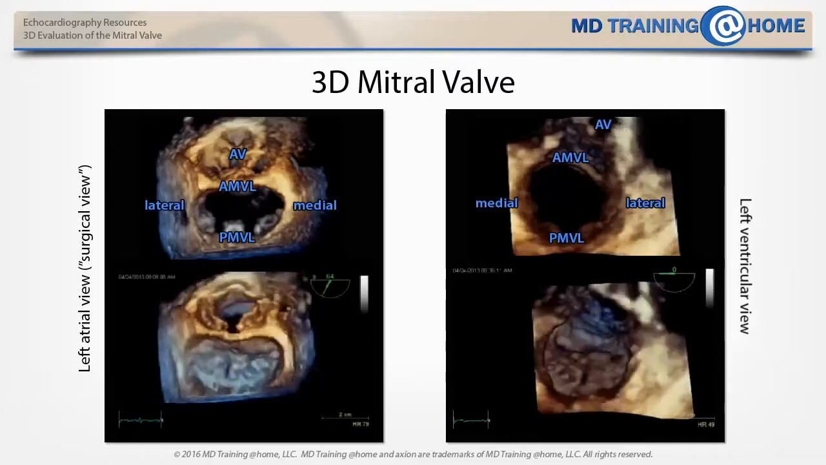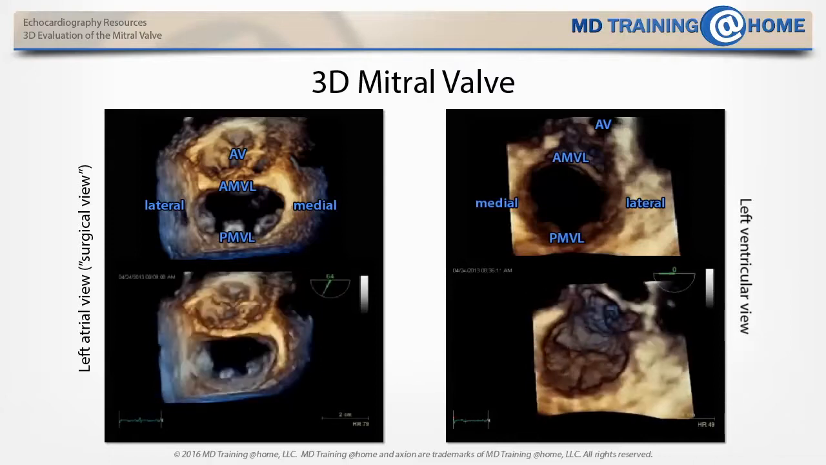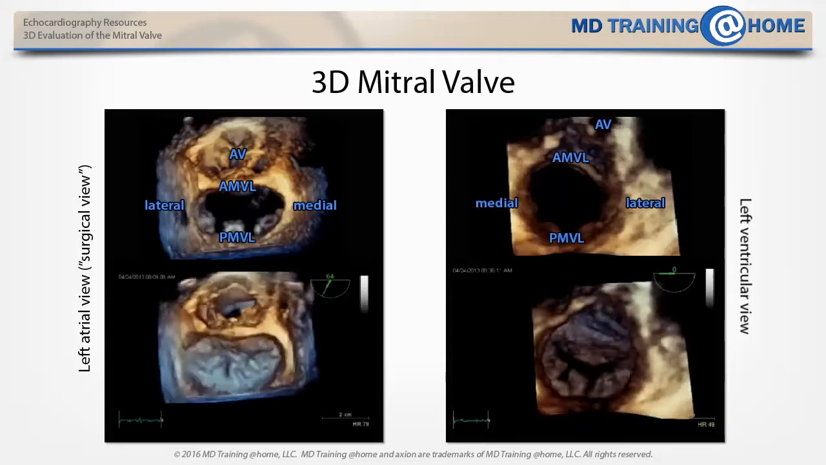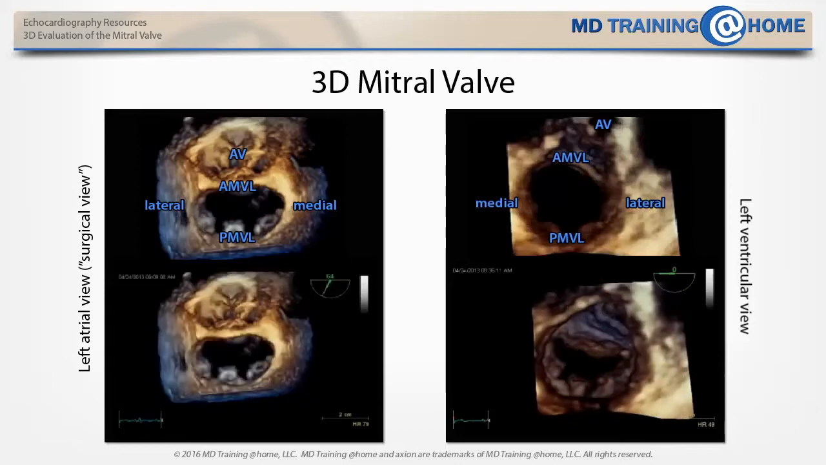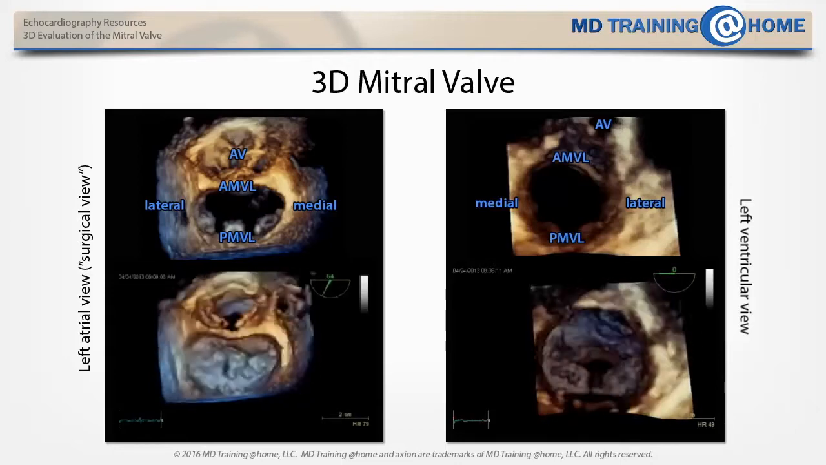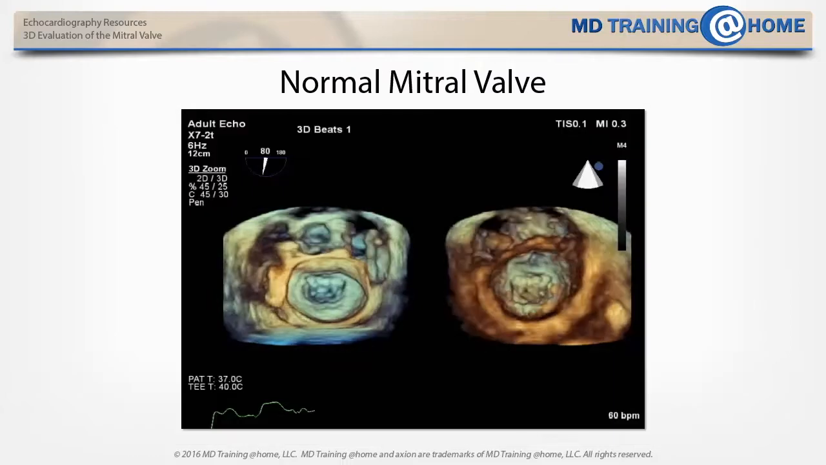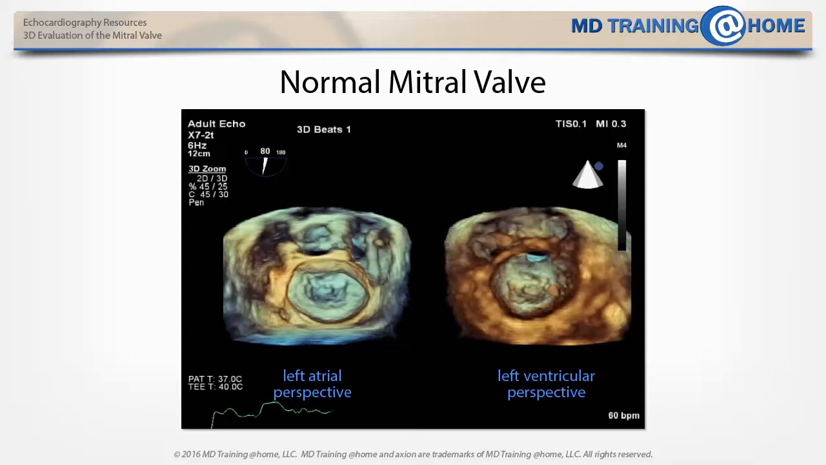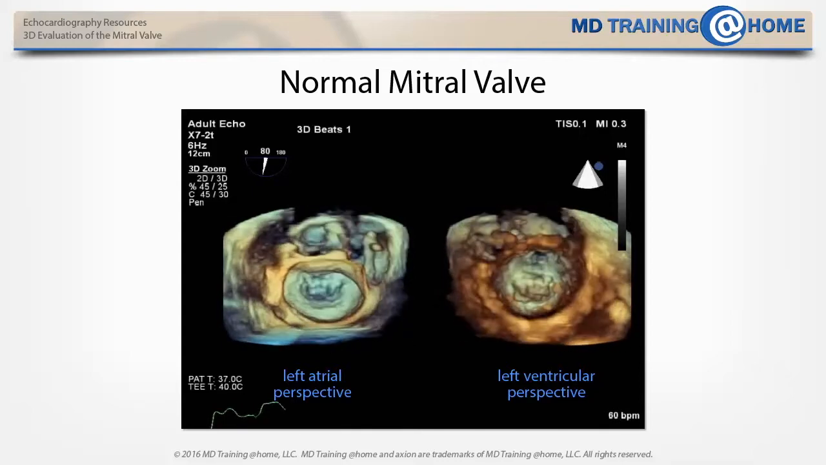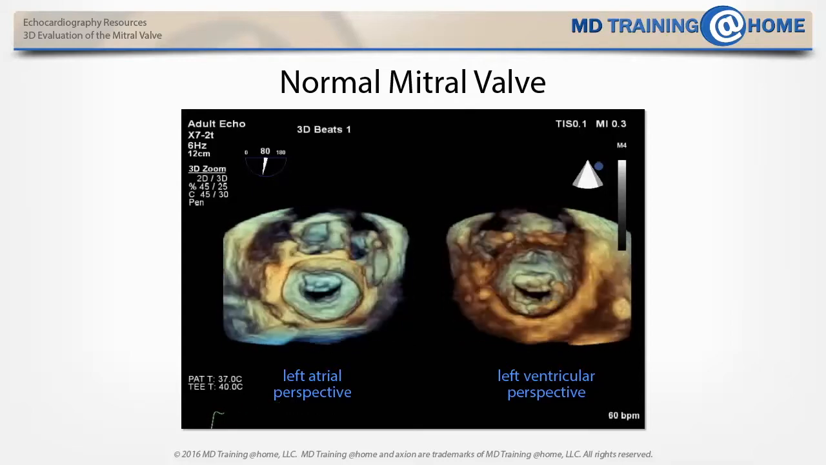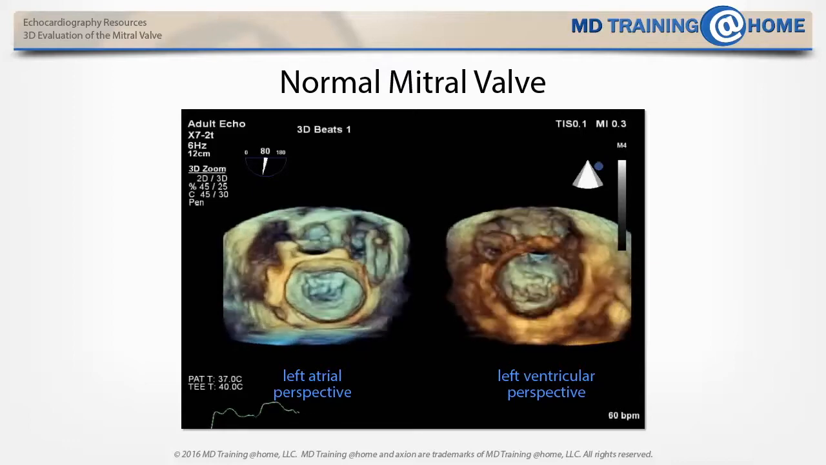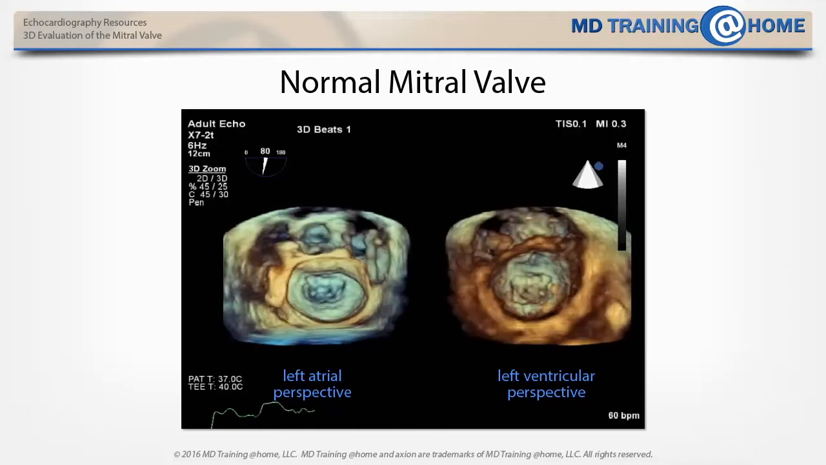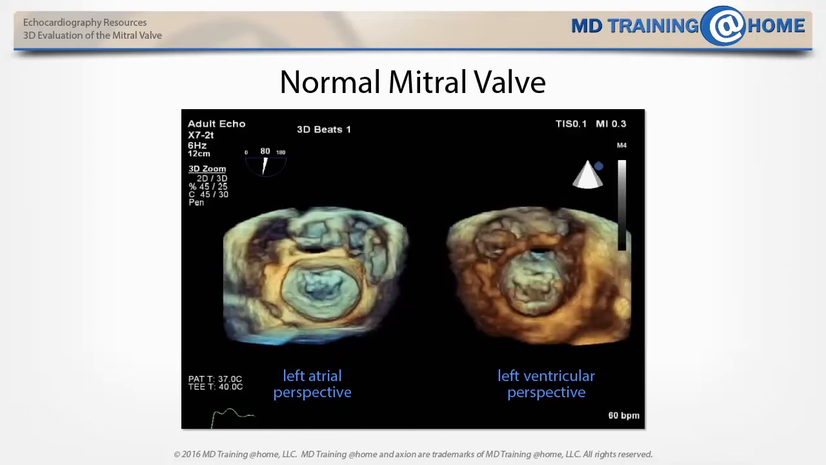3D transesophageal echo is a valuable tool for accurate localization of the mitral valve anatomy, assessing pathology and guiding valve repair. This example provides mitral valve views from the left atrium and left ventricle. From the left atrial perspective, the 3D image is displayed with the mitral valve leaflets in center, aortic valve superior, left atrial appendage to the left, and tricuspid annulus to the right. In this example, notice the pacing wire coursing toward the right ventricle.